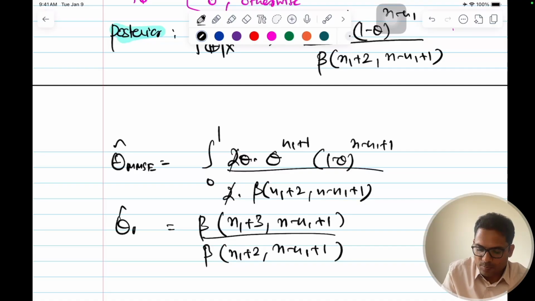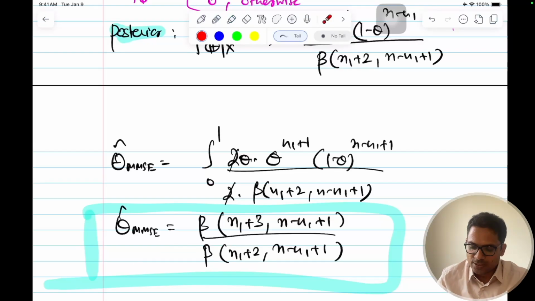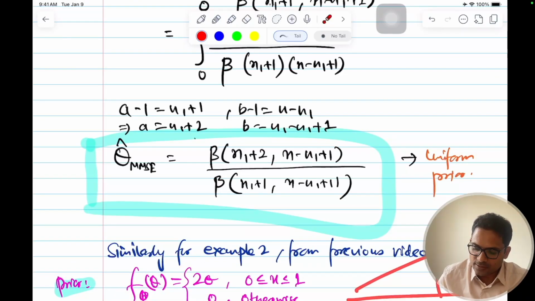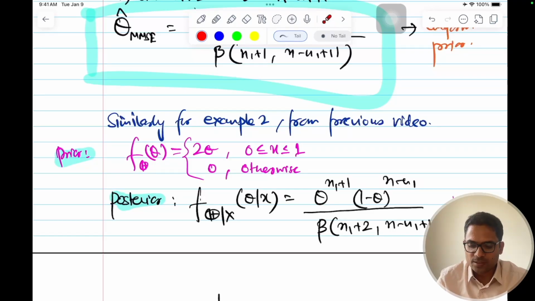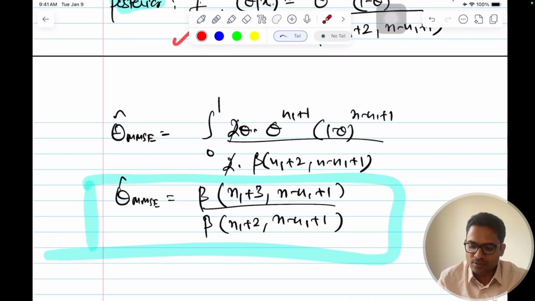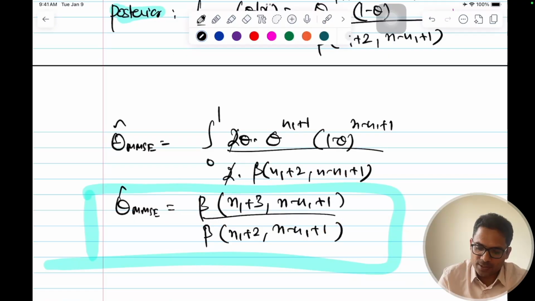So this is your theta MMSE, that is minimum mean squared error estimate. This is your estimate. I hope this is clear. So this is for the biased case; you remember this was y is equal to 2x, or the prior is 2 theta. So as you go towards 1, this is more biased towards 1. That was the distribution of that theta, and the earlier one was uniform. This is your minimum mean squared error estimate, and it is different from the uniform case. This is for the uniform prior, and this is for the prior biased towards 1.